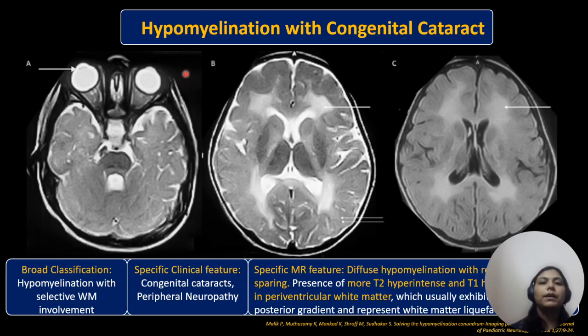Another hypomyelinating leukodystrophy with involvement of certain specific white matter structures is hypomyelination with congenital cataract, where the patients, in addition to having congenital cataracts, can have peripheral neuropathy. On MR, what we see is diffuse hypomyelination, but there is also additionally presence of more conspicuous hyperintensities in the periventricular white matter.